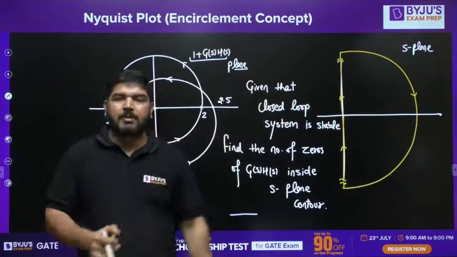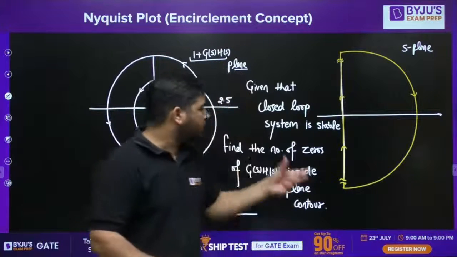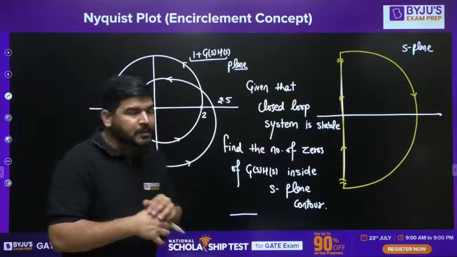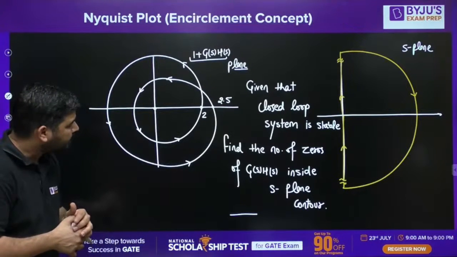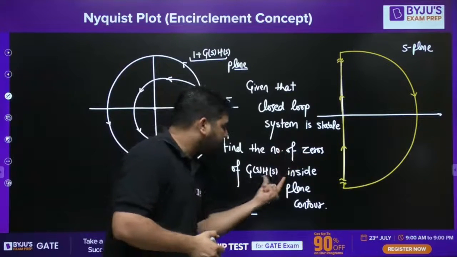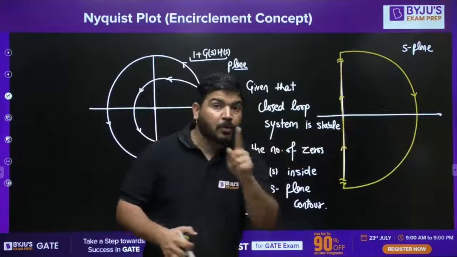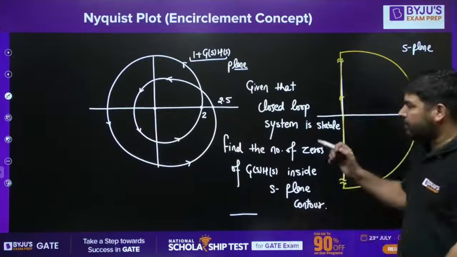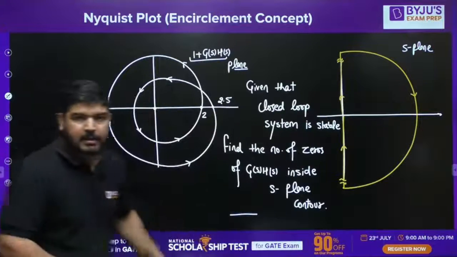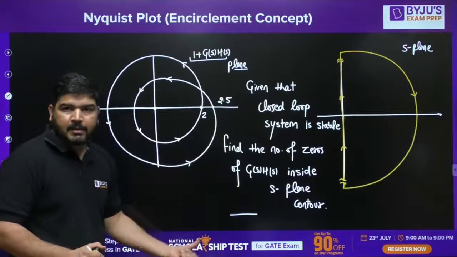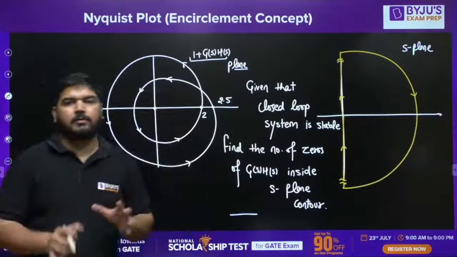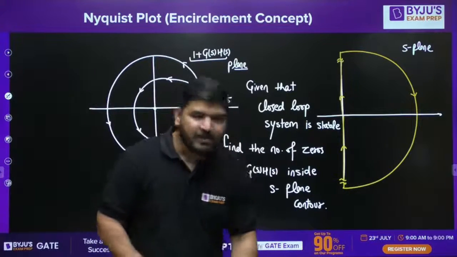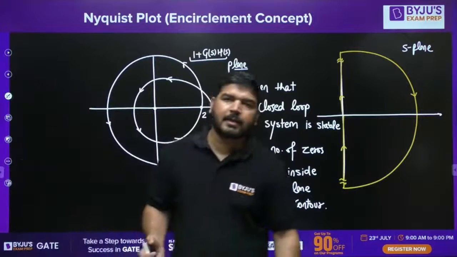It is given that the closed loop system is stable. We need to find the number of zeros of G(s)H(s) inside this S-plane contour. You have to tell me the answer in the chat section. This is a very important question, and I hope you will love it if you have understood all the concepts. So please think about it and tell me the answer in the comment section.